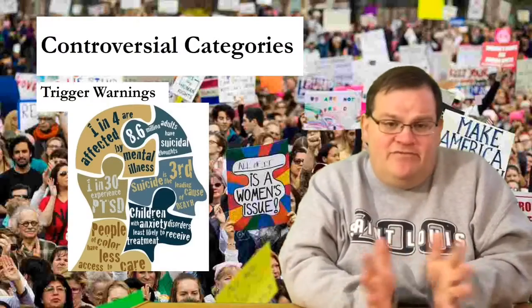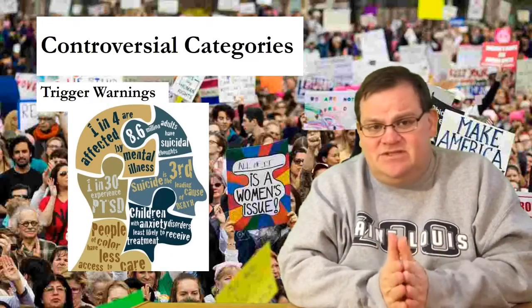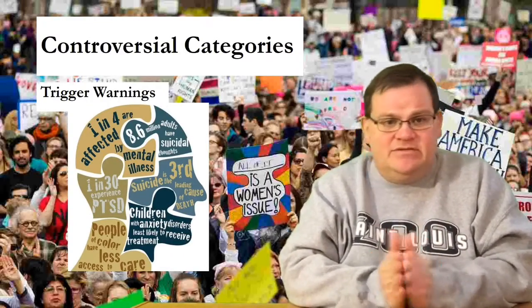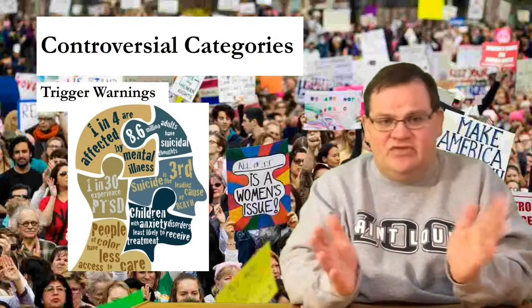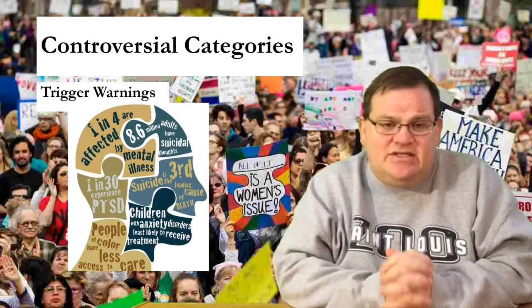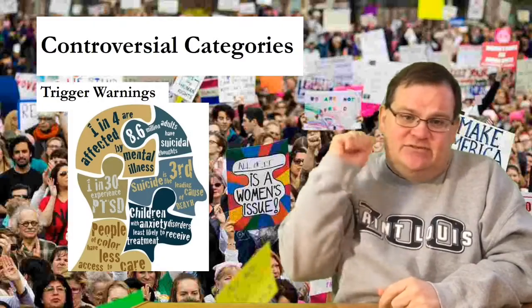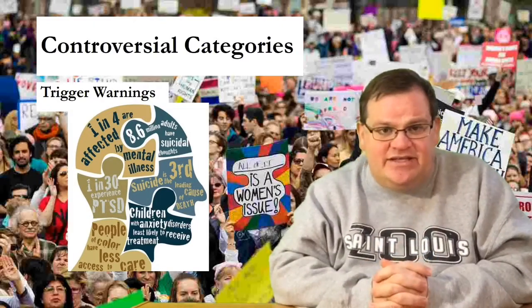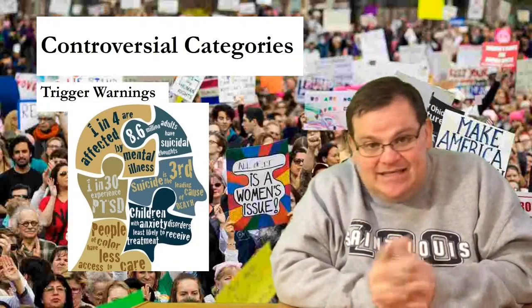Okay, so at this point I've treated all the tame stuff. I'm assuming that all that was tame, if you were triggered by the discussion of privilege or structural injustice or any of that. So now let's take on some of the really controversial things. And the first one that I want to look at is trigger warnings.